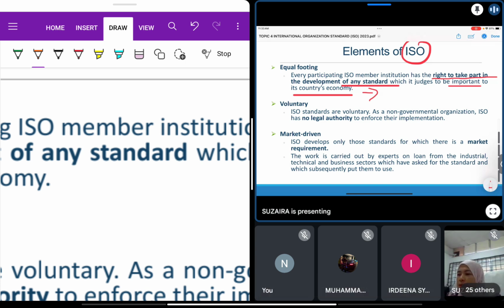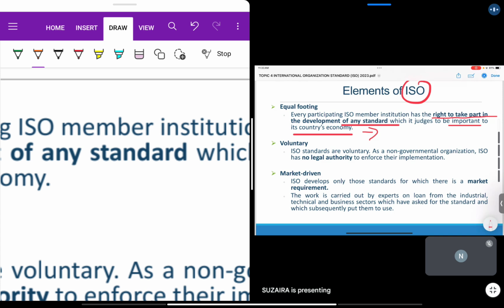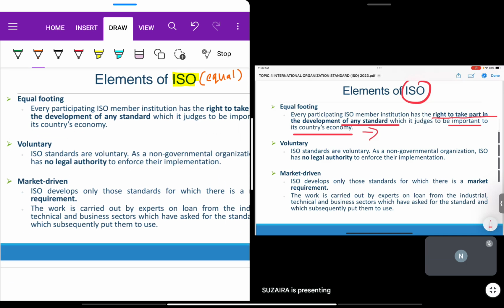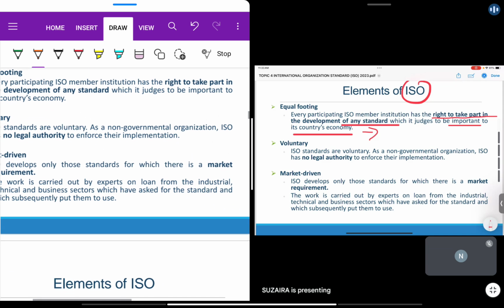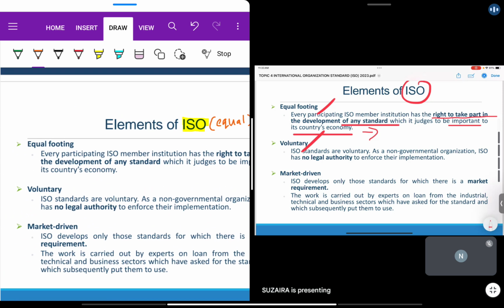So equal footing means that you have the opportunity to give or share the knowledge that you have, in order to develop a standard. So equal footing is number one. Number two is voluntary. Voluntary means that the ISO standard itself is voluntary. It's okay if you don't want to opt for ISO, but it would be good if you have it and you put it on the package.